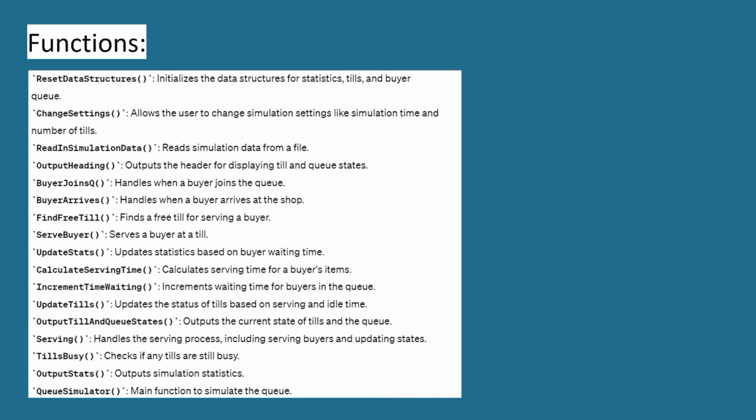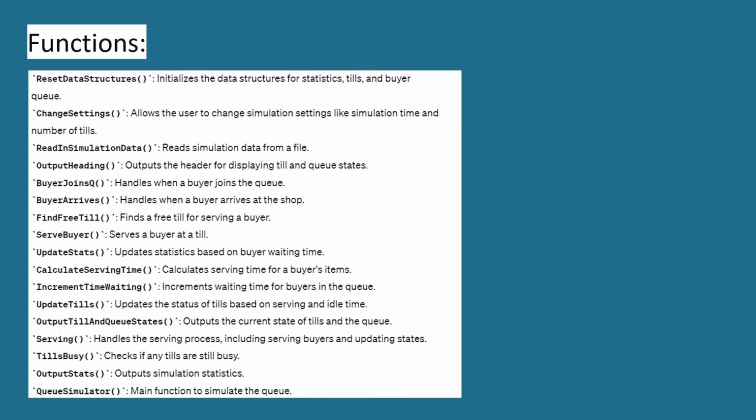Change setting allows the user to change stimulation settings, for example, when they are prompted to enter the stimulation time and the number of tills. Read in stimulation data reads stimulation data from the text file provided. Output heading outputs the header for displaying till and queue states.